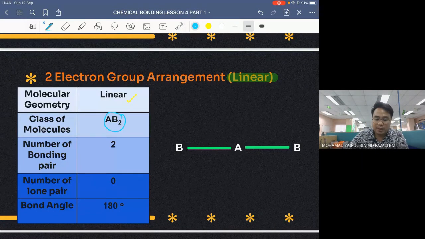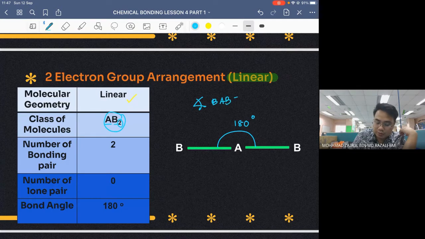A refers to the central atom and B refers to the terminal atom. B2 refers to the number of terminal atoms. So if you have one central atom, two terminal atoms and no lone pair on the central atom, the molecular geometry is linear and the electron group arrangement is linear. So the bond angle between BAB for a linear molecule is 180 degrees. This is the molecular geometry for linear.